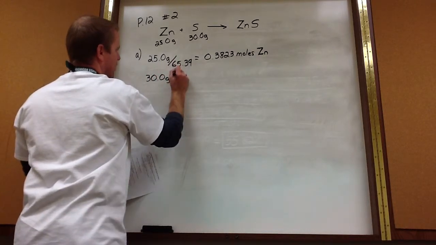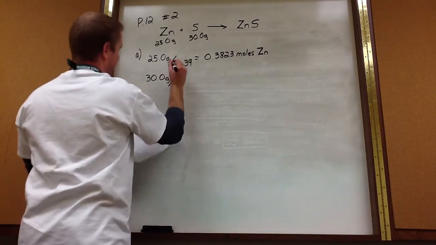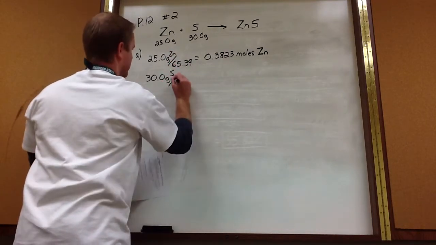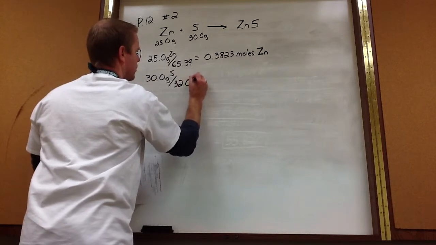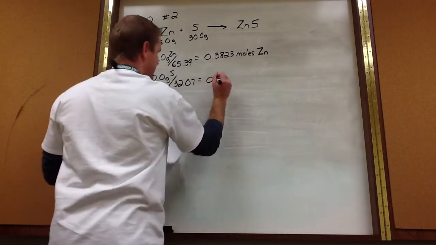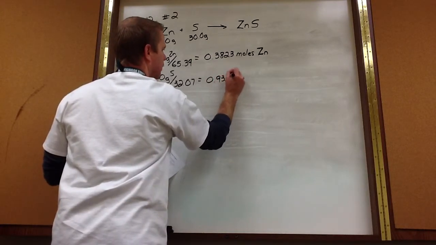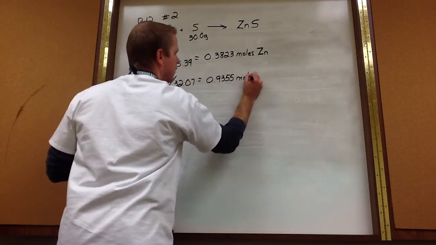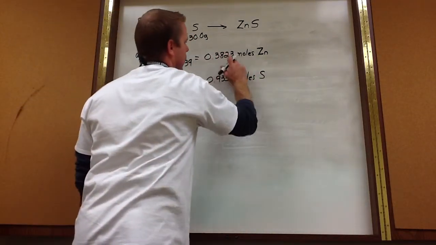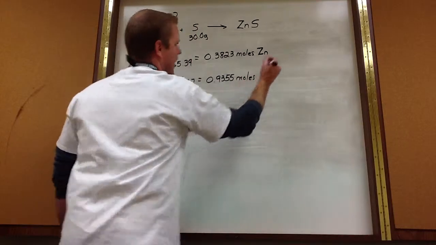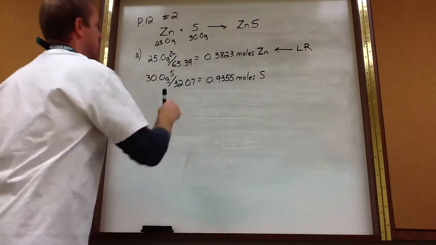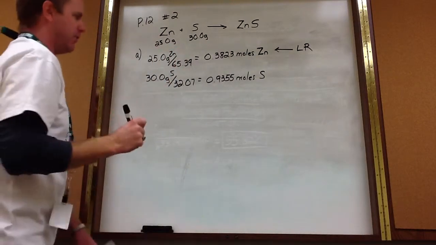30.0 grams of sulfur, however, is divided by, and by the way, that was zinc. This is sulfur. I think it's 32.07, yep. So 32.07. So when you divide this out, you get 0.9355 moles of sulfur. Now when I go to compare these, again, it's 1 and 1, so I divide this by 1, divide this by 1, and you find that the smaller one is zinc by a lot. So we're going to run out of zinc way before we run out of sulfur.